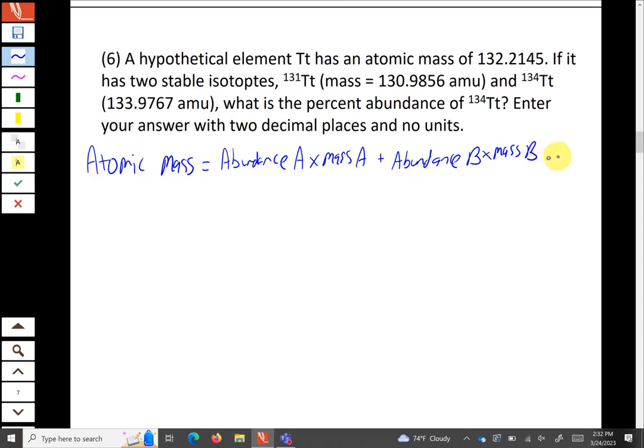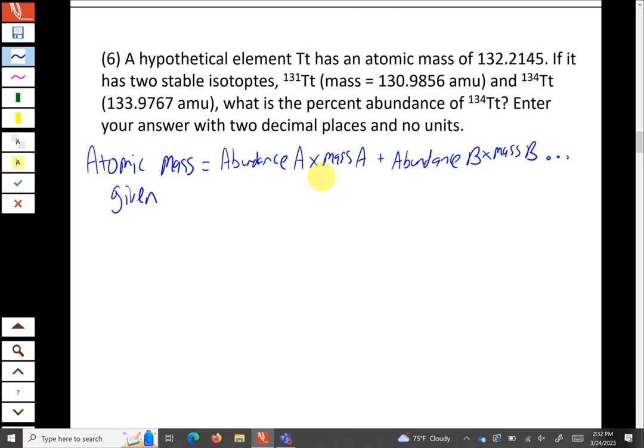And if you had more than 2 isotopes, you would just keep adding those together. Here we only have 2 to worry about. So in this problem here, what we have is a little bit different situation where we're solving for the percent abundances. So we have a given atomic mass in this problem of 132.2145. And then the individual isotope masses are given as well.